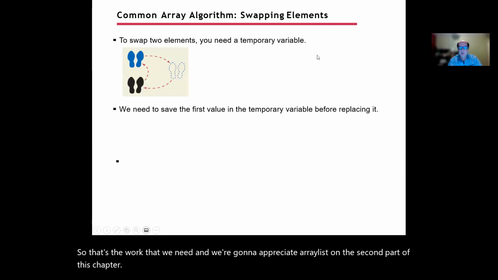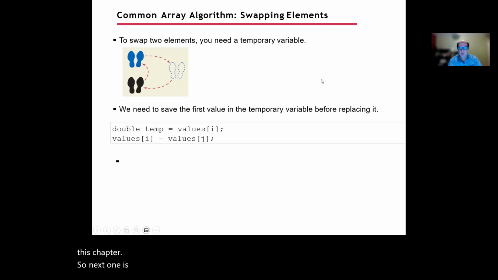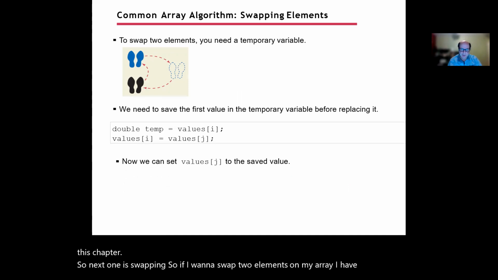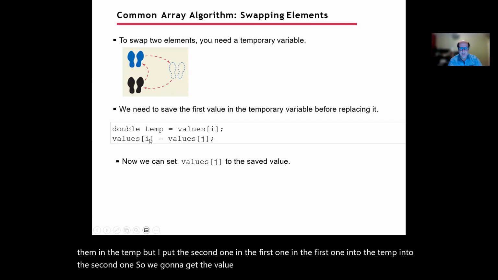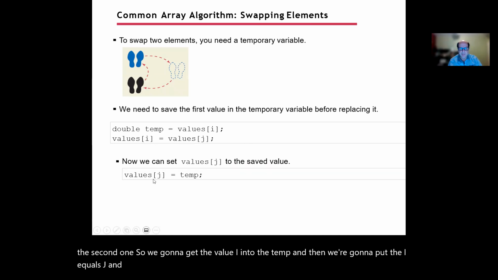So next one is swapping. If I want to swap two elements in my array, I have to put one of them in the temp, put the second one in the first one, and the temp into the second one. So we're going to get the value at i into the temp, and then we're going to put j into i, and then we're going to put the temp back in j. That's swapping in an array, and most of you should know that already.